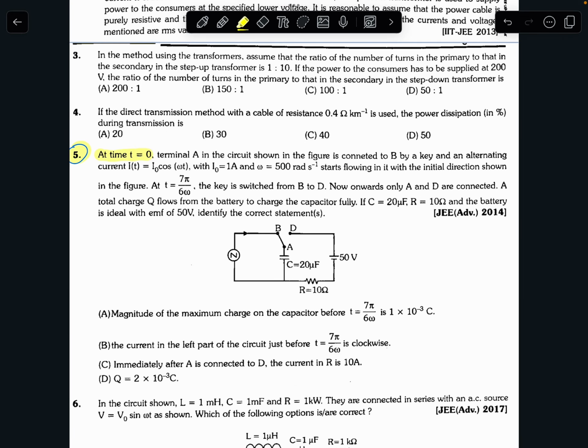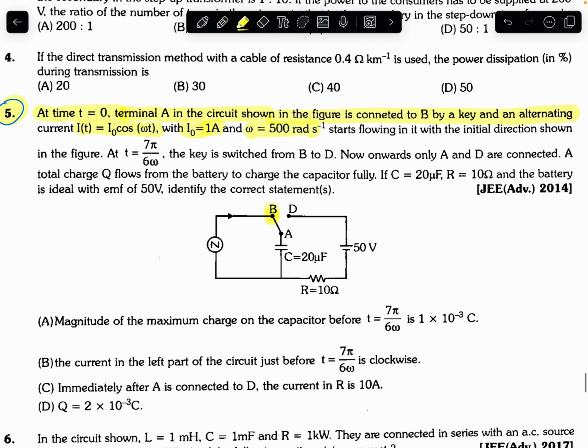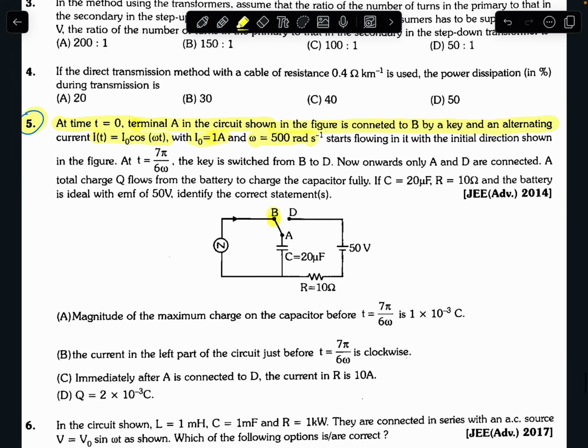So at t equal to 0, terminal A in the circuit shown in the figure is connected to B by a key, and an alternating current I(t) equal to I naught cos omega t, with I naught equal to 1 ampere and omega equal to 500, starts flowing in it with the initial direction shown in the figure. Okay, so the initial direction of current is this.